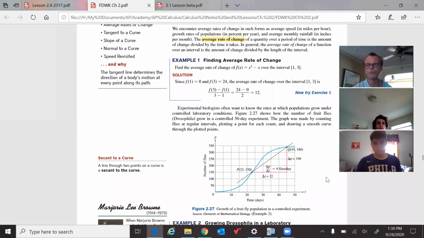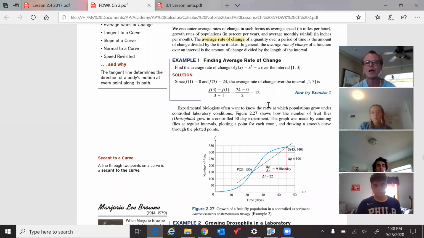So this is section 2.4. And the question says, example 1, find the average rate of change for this function, x cubed take away x, over this interval. You've got to be careful. This picture does not go with that example.